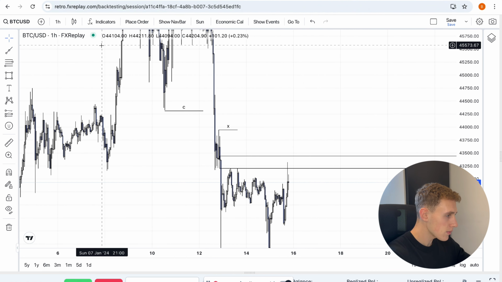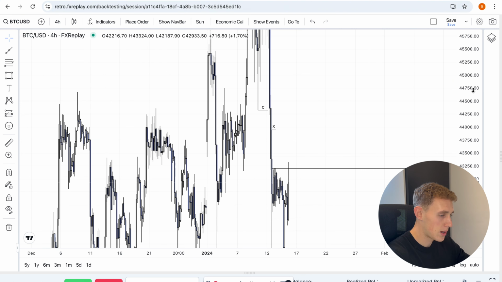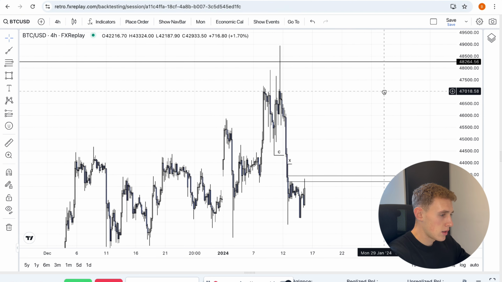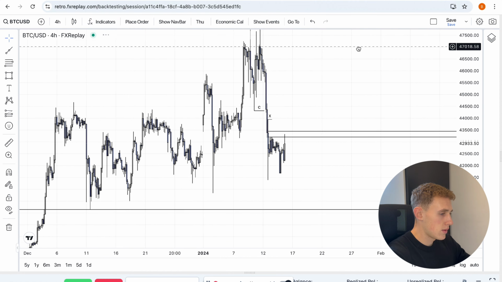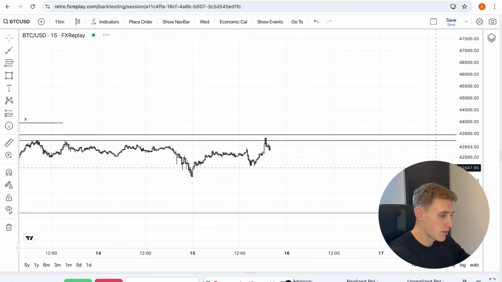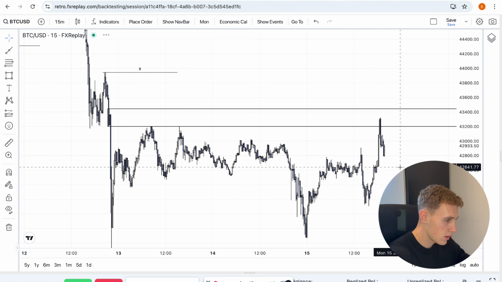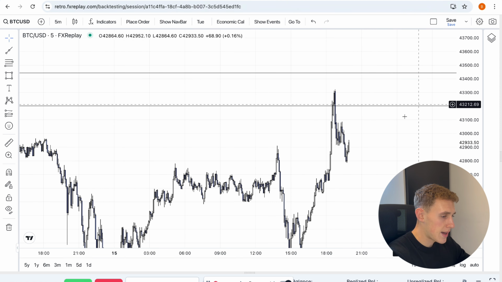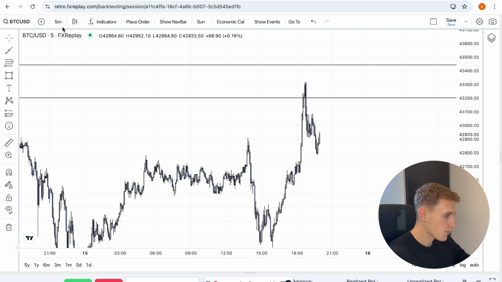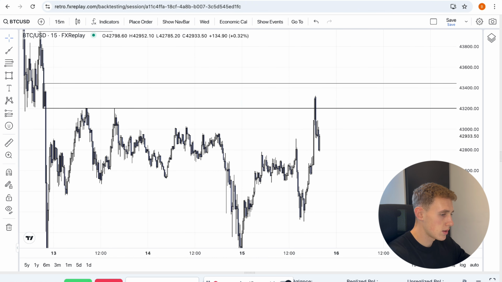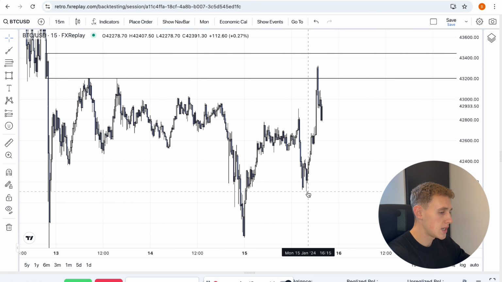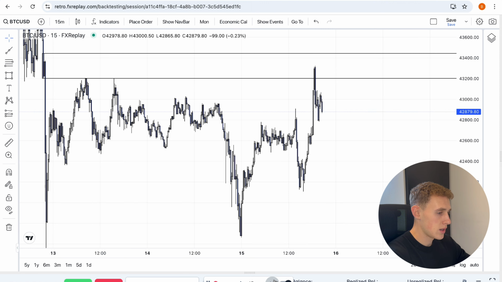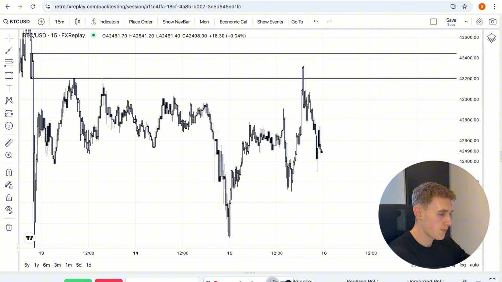Instead, just checking 4 hour as well. So yeah, let's see how price reacts here. That supply is still holding. Don't really have any 5-minute structure though. So technically we need to see this low taken out unless price can re-grab the highs.